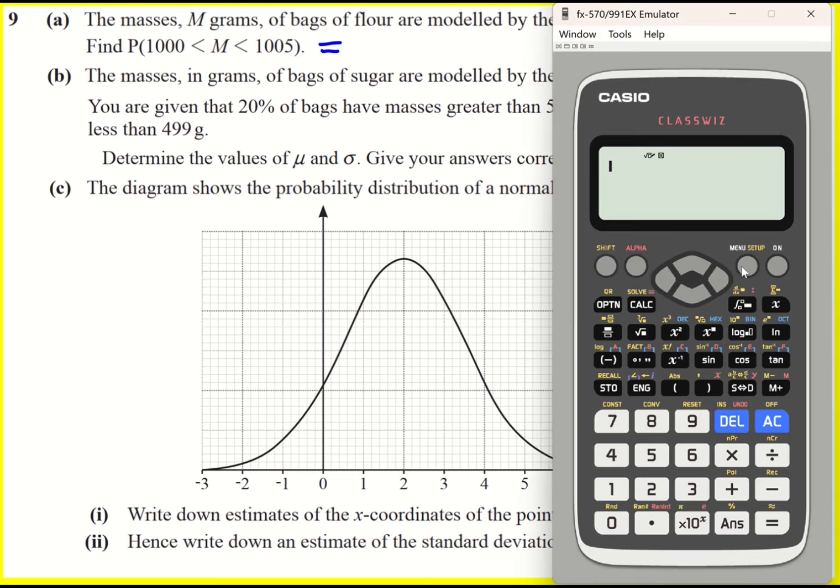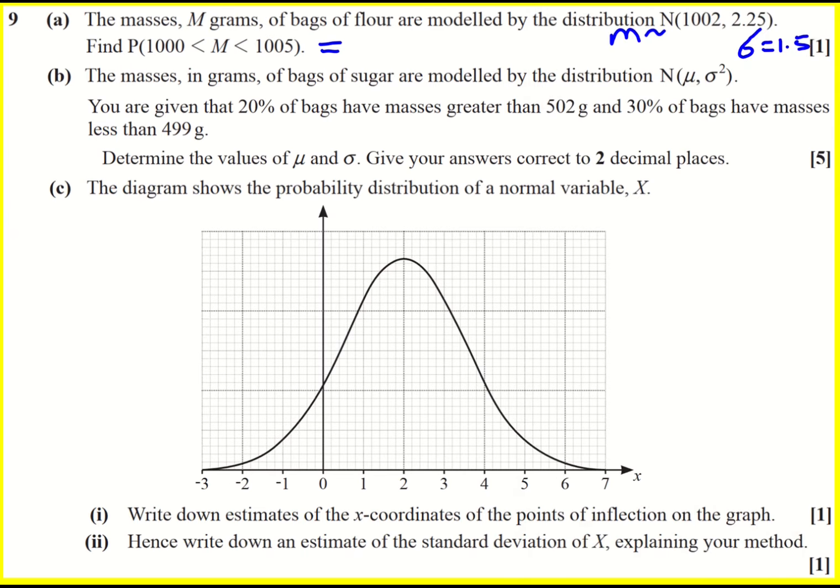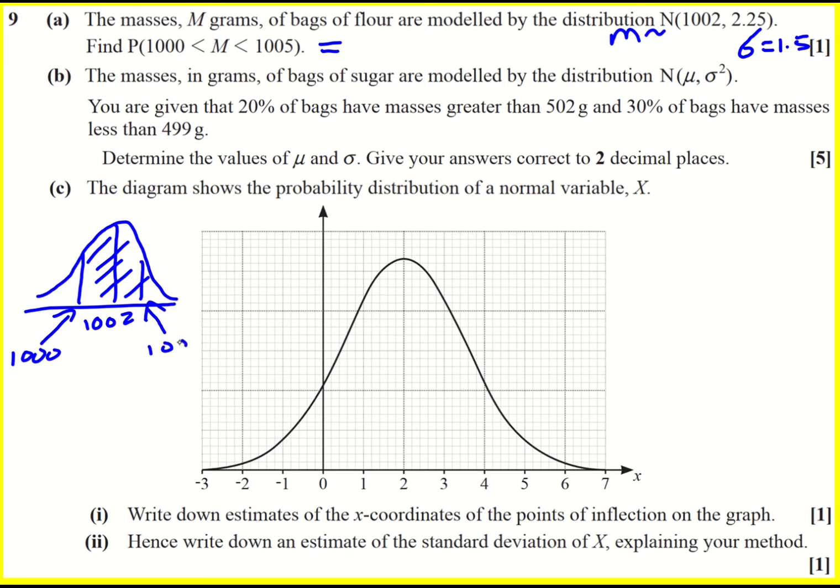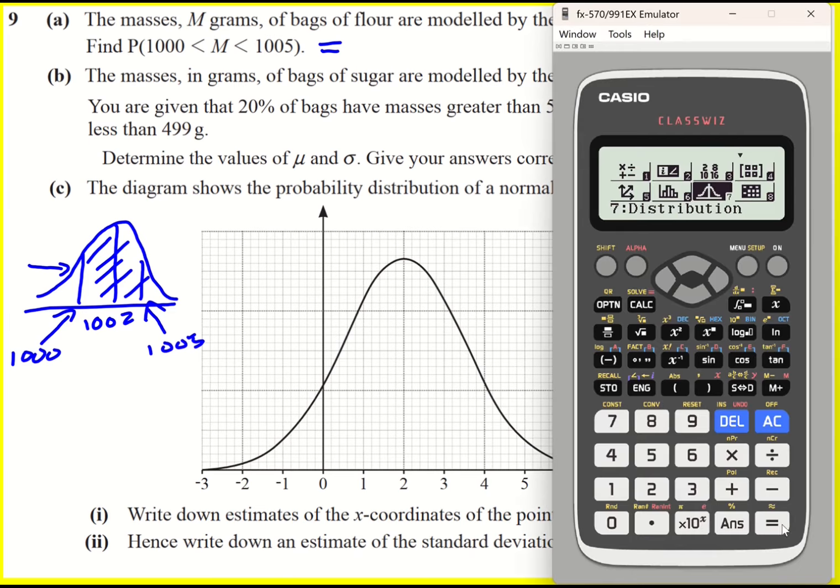Okay, well, everything's set. Our calculator is doing an integration. Let me just demonstrate roughly what it is doing. So we've got 1002, and it's finding the area between 1000 and 1005. This can be written as a function. You may or may not have seen that, but in any case, that's what's going on to get the probability.